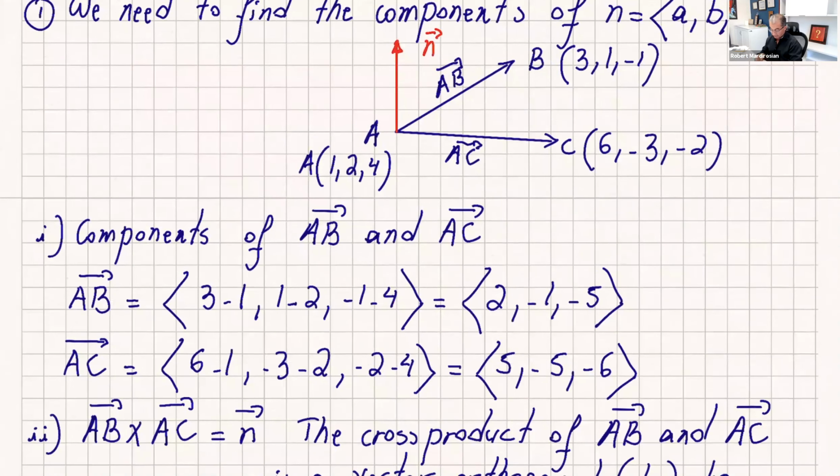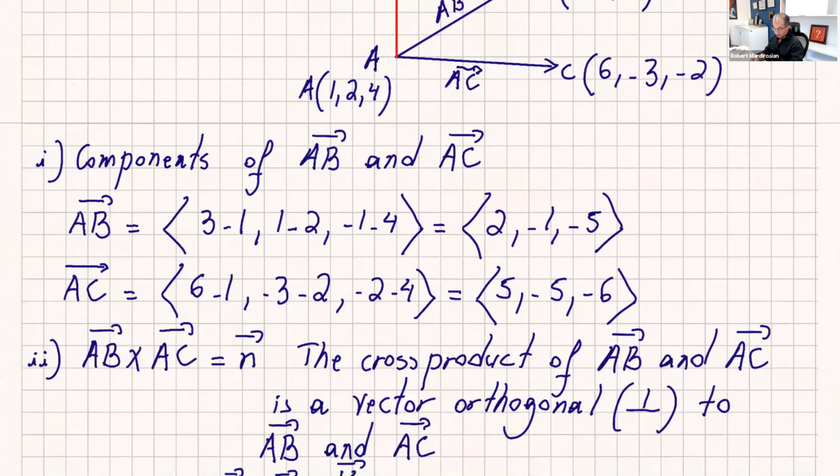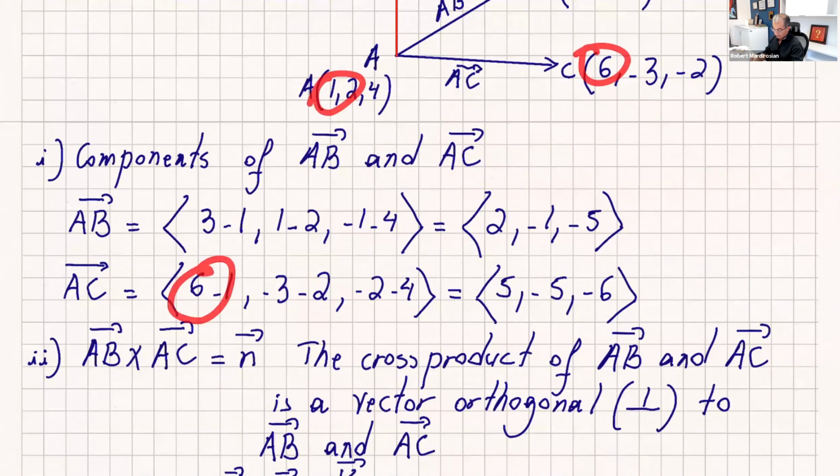Now let's find the components of AB and AC. So AB, this vector, again, finding the components: the x component is 3 minus 1, the y component is 1 minus 2, it's right here, and the z component is negative 1 minus 4. So we have the components of vector AB. The components of vector AC: again 6 minus 1, I wrote it here. The y component is negative 3 minus 2, which is here, and the z component is negative 2 minus 4, which is negative 6.